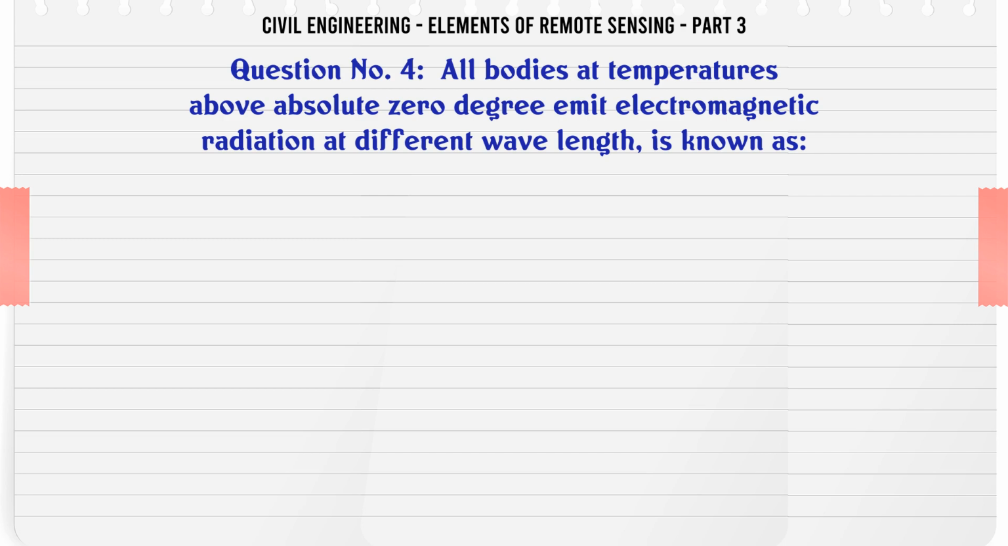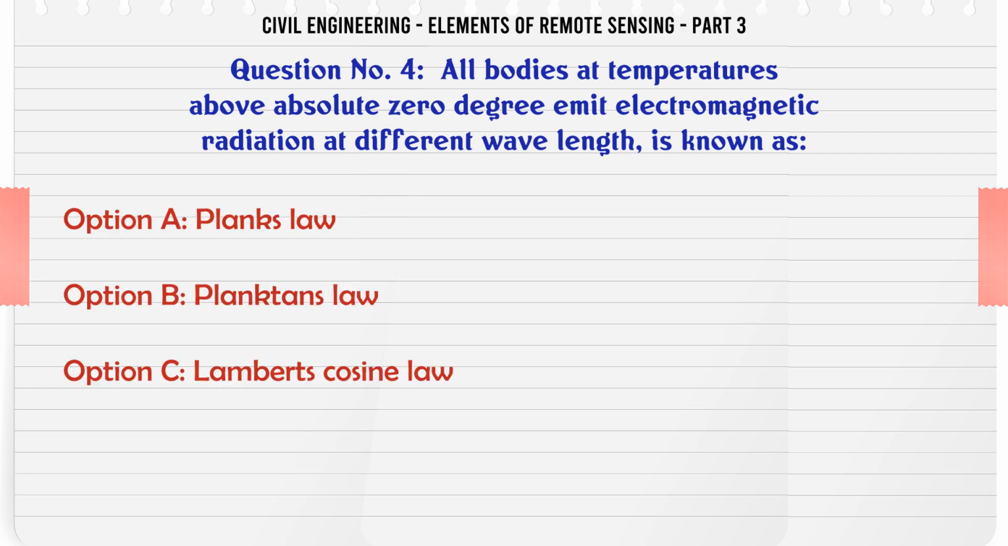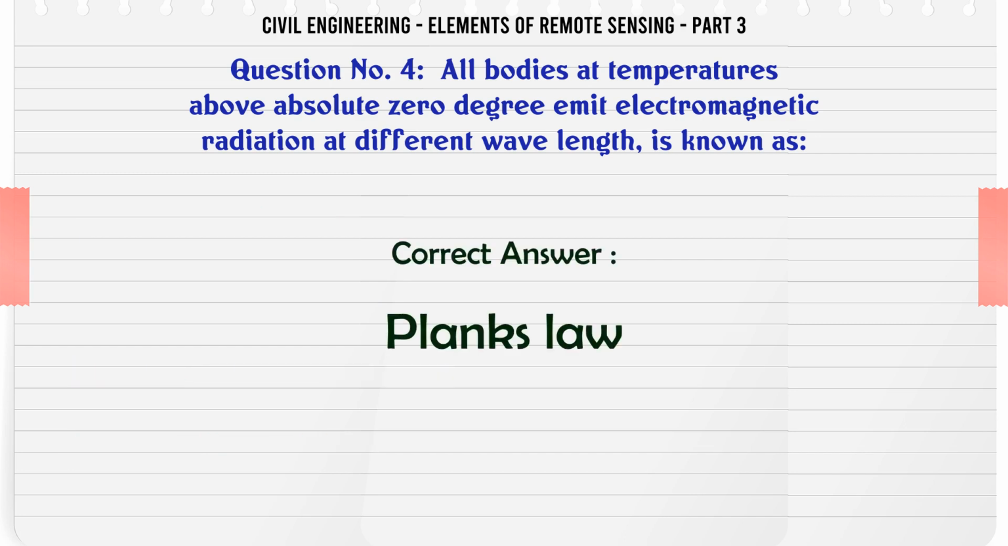All bodies at temperatures above absolute 0 degree emit electromagnetic radiation at different wavelengths. This is known as: A. Planck's law, B. Planckton's law, C. Lambert's cosine law, D. none of these. The correct answer is Planck's law.